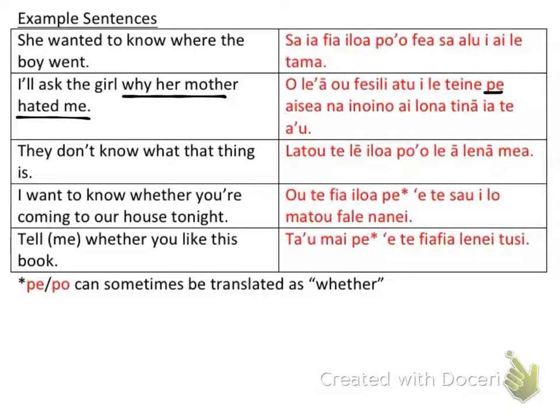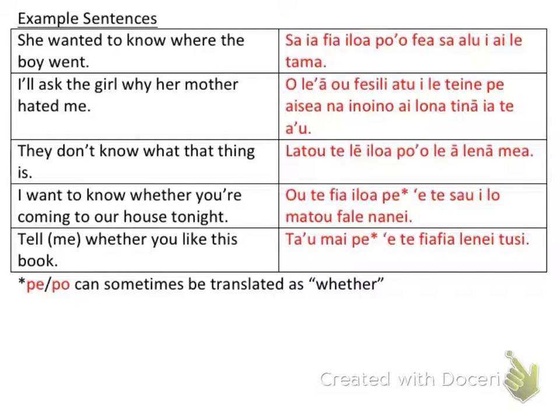Okay? So the next phrase is they don't know what that thing is. So what is, that's another question word that you'll see. And so latou te le iloa, this is they don't know, the very first part of that sentence. And then my what is indicating an indirect question right here. So that's po o le a. That whole thing that's underlined there is the English equivalent to what. And then you'll see la na mea is what is that thing. Okay? So there's some examples there.